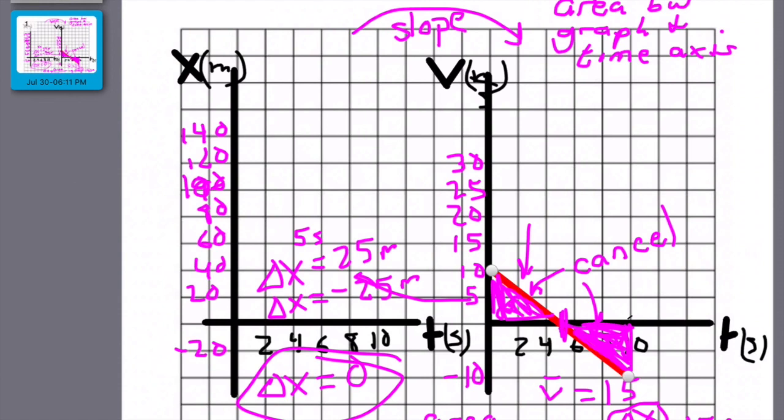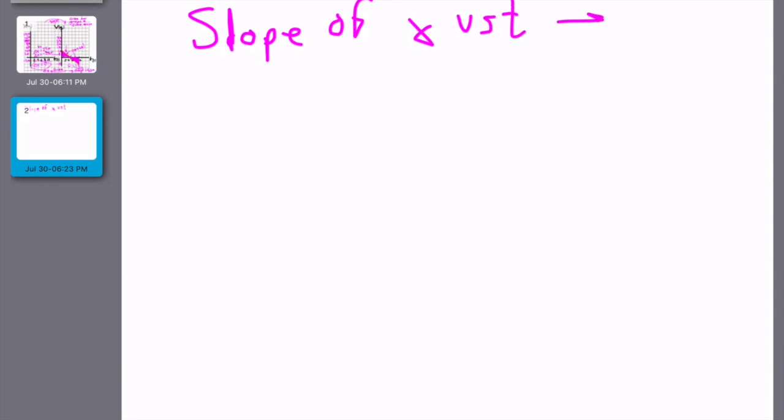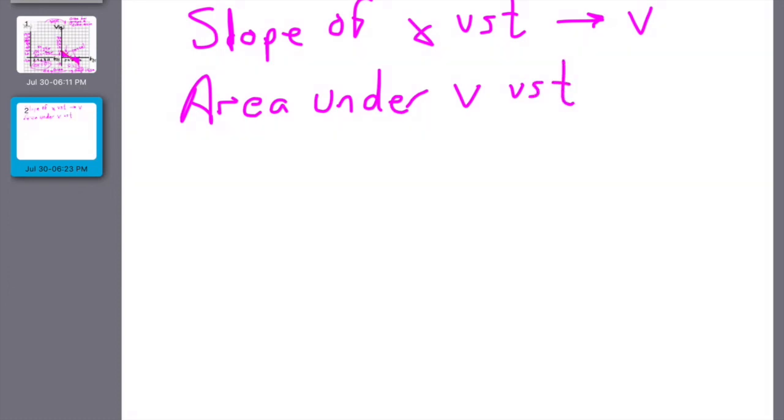So what do you need to know really quickly? Slope of position versus time gives you velocity. Area, and I'm going to say under v versus t, but we really mean between that and the time axis, gives you delta x, and that's an important thing, delta x. So you should be able to go back and forth between those.